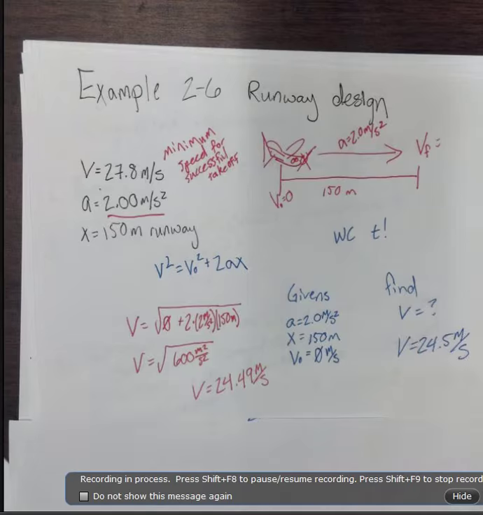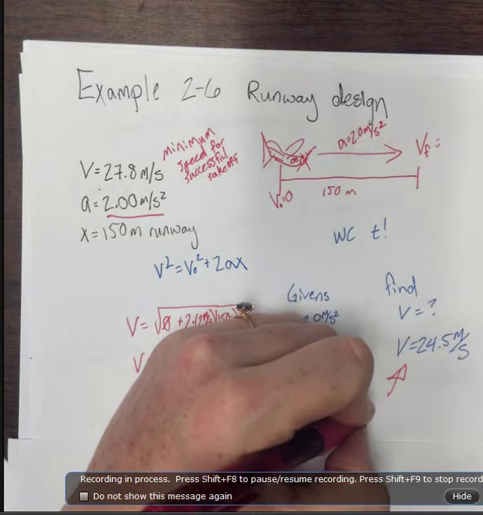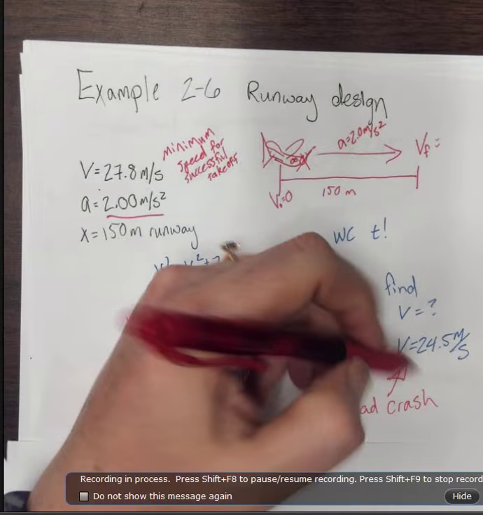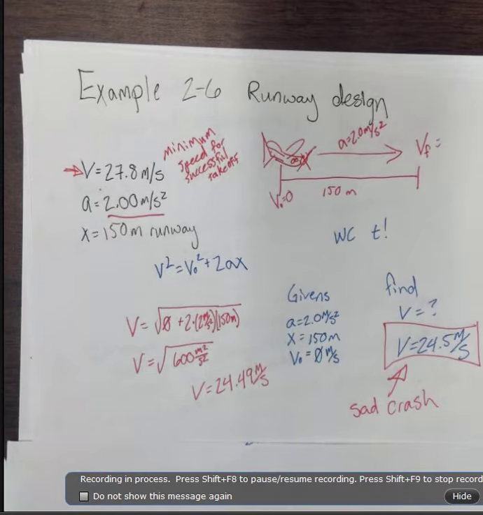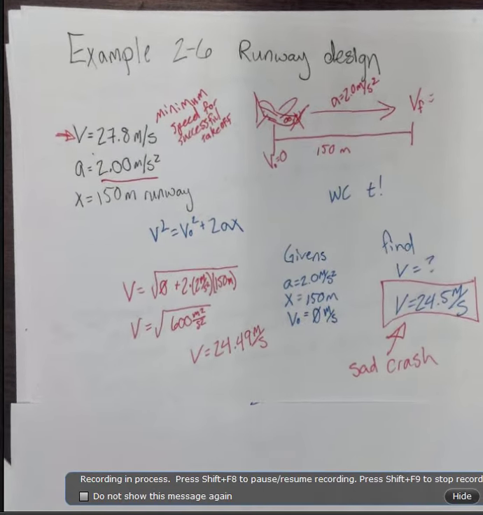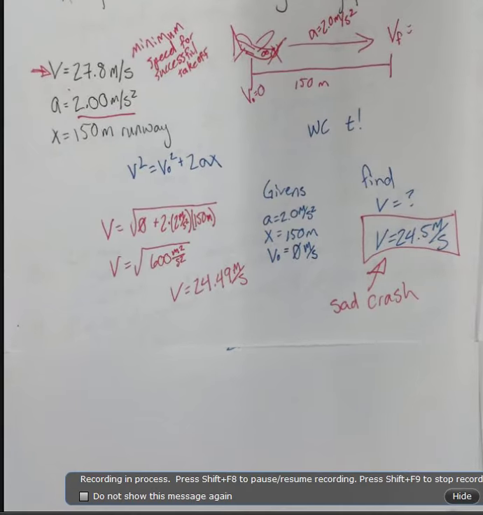And I gotta let you know, this airplane is not taking off. This is a sad crash waiting to happen, because this velocity is not the velocity that this plane requires in order to take off. So I guess we better figure out how long that runway actually needs to be for our plane to take off, so we can go and have awesome vacations like rich people should. So, back to rich people problems.